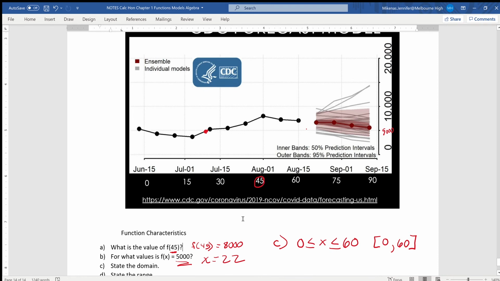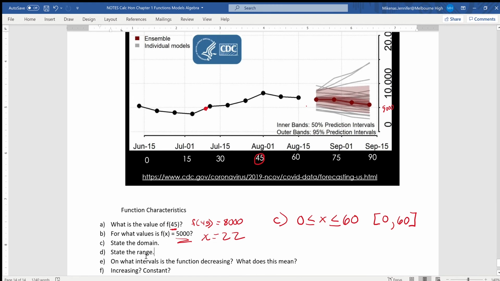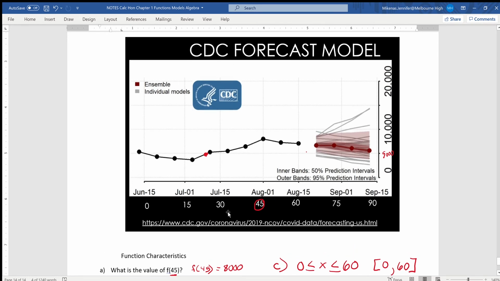Okay, our next question is, state the range. Well, we know range is referring to y values. So the lowest y value that we see is probably right around here. So if we follow that over, maybe it's around, I'm going to guess 3,000. So it looks like my lowest might be 3,000 over here.